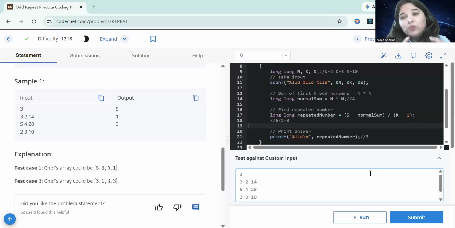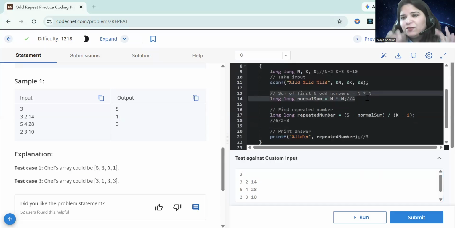But for this, you should have basic mathematical knowledge of how to find the sum of the first n odd numbers. That's it, n square. And it's simple maths. If you have the sum of numbers, that is S, and the sum of the first n numbers, you have to subtract it from them, and then divide by k minus 1.